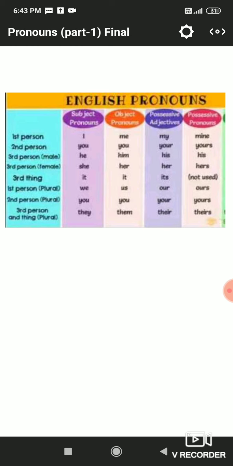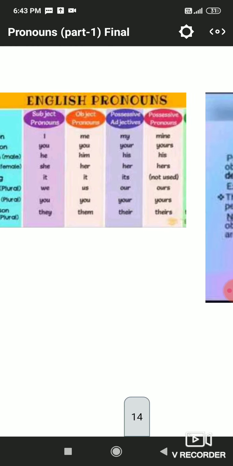So we learn I, me, mine. I is used as subjective pronoun, me as objective pronoun, and mine as possessive pronoun.